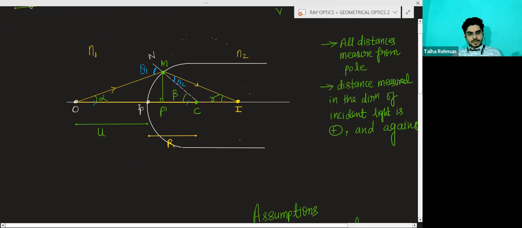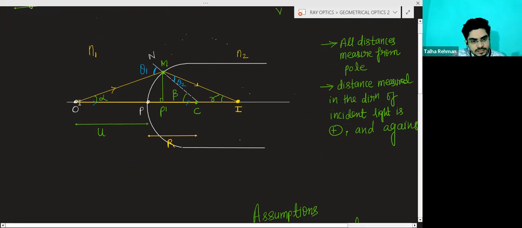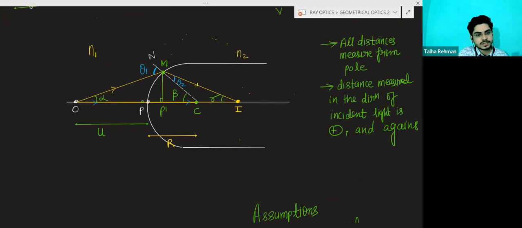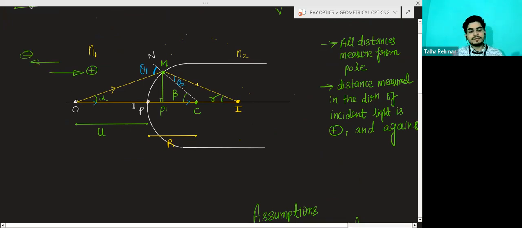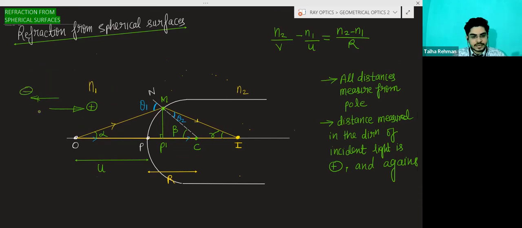And what is OP? Object distance. Now you can see here, the direction of the incident ray is this, so this direction you will take positive and this direction you will take negative. When you measure the object distance, you measure the distance from the pole. This is the pole. You have to move in this direction, means in the negative direction. So object distance you will take negative.